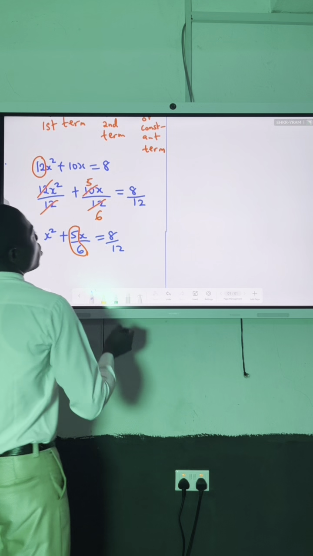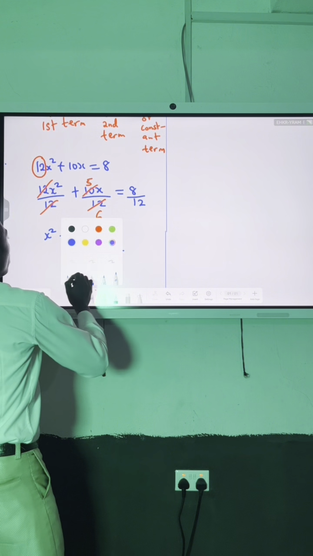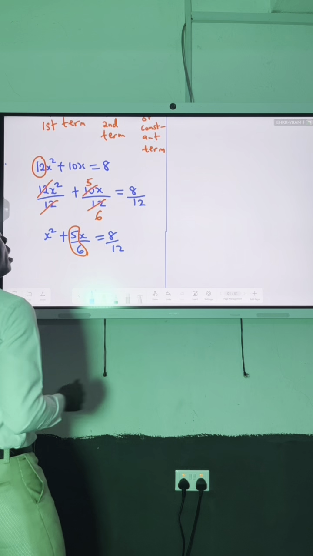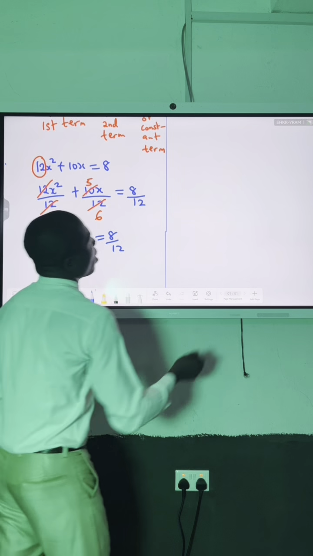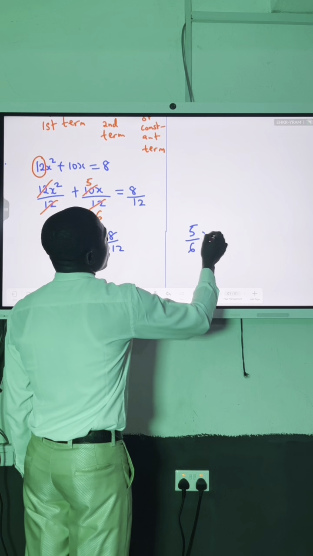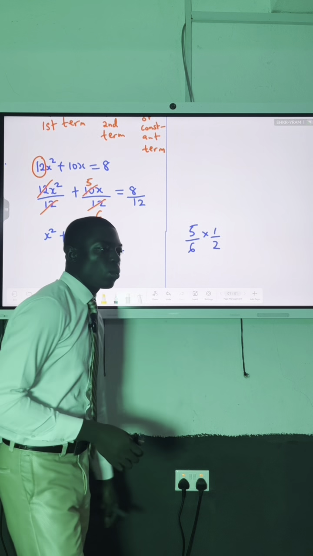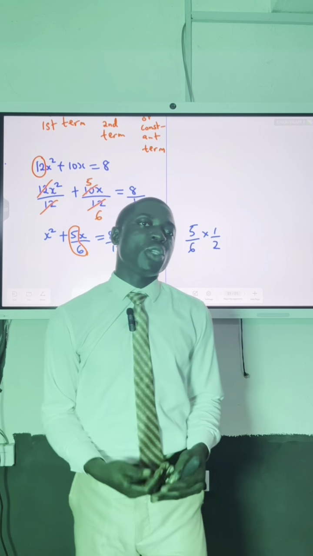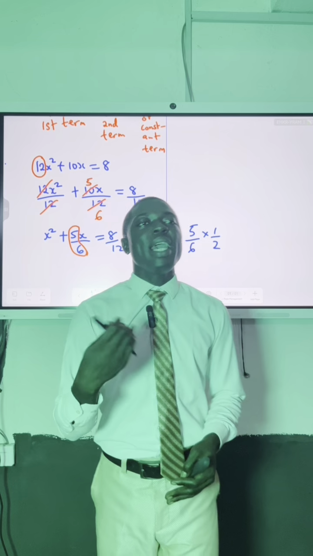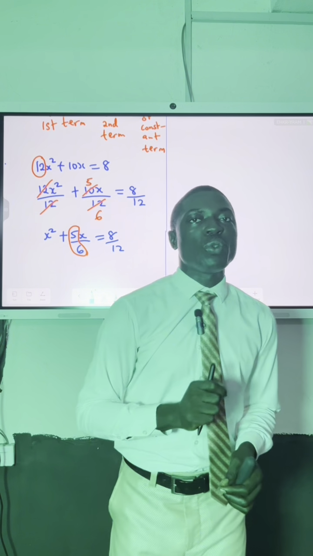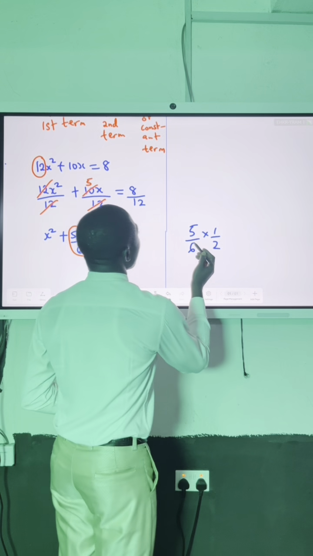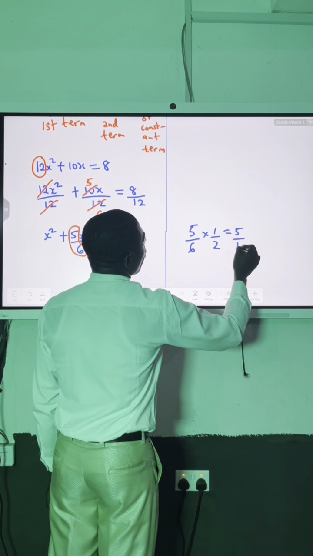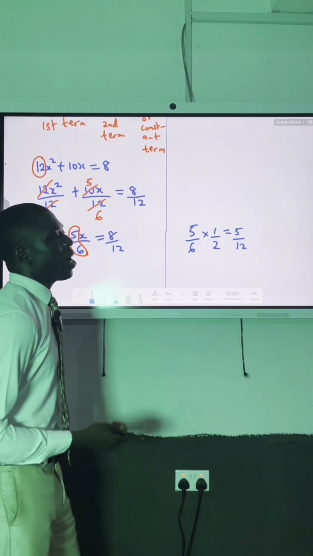So let's have that together now. If you take half of 5 over 6, it means 5 over 6 multiplied by 1 over 2. If you want to take half of 8, for example, you either do 8 divided by 2 and get 4, or you say 8 multiplied by 1 over 2. It's the same thing. So half of 5 over 6 is going to give you 5 over 12.